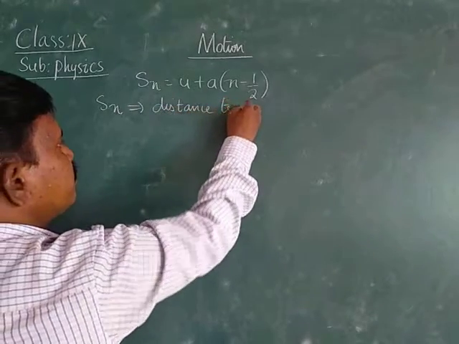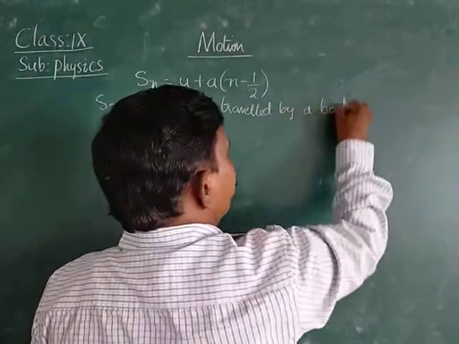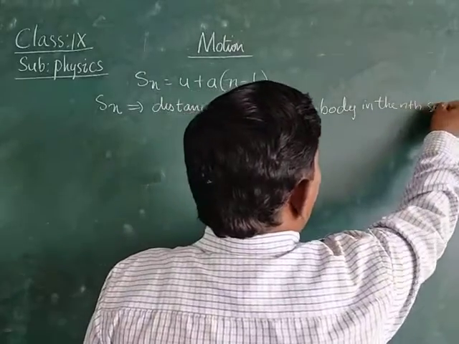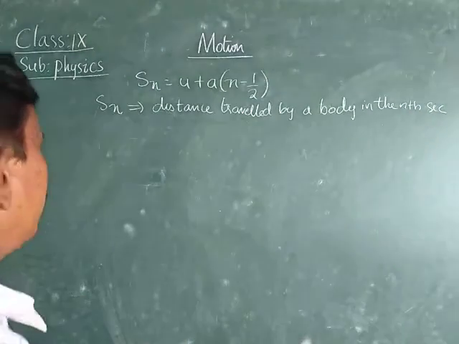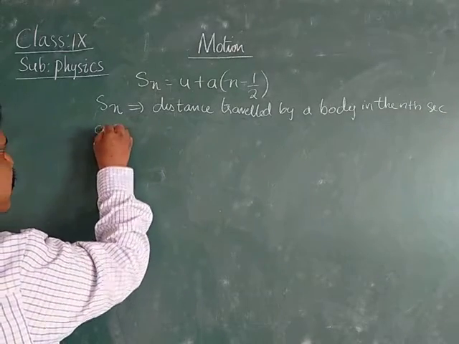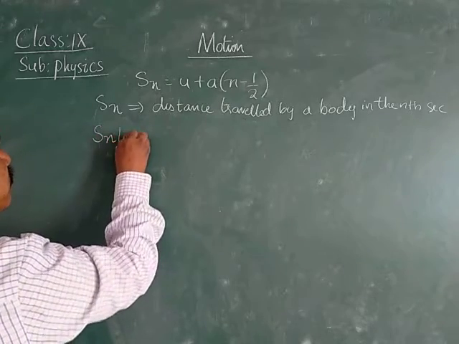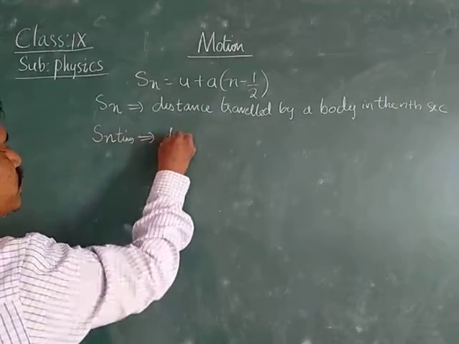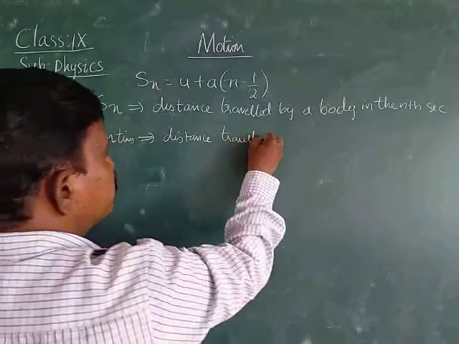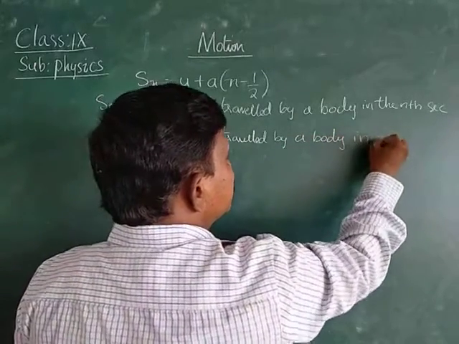Distance travelled by a body in the nth second. Okay? And here we will be having Sn and S subscript n, n times. What do you mean by S of n times? It means distance travelled by a body in n seconds.